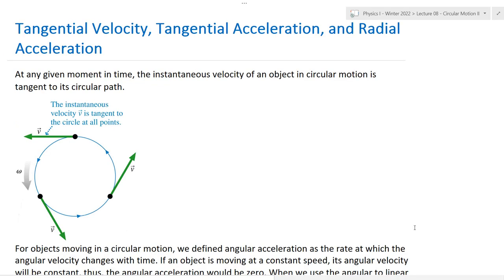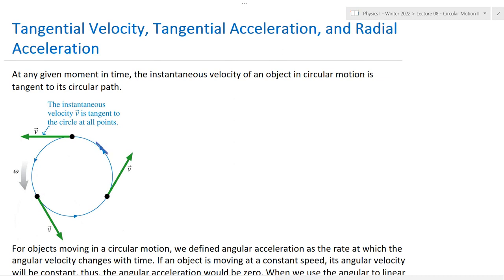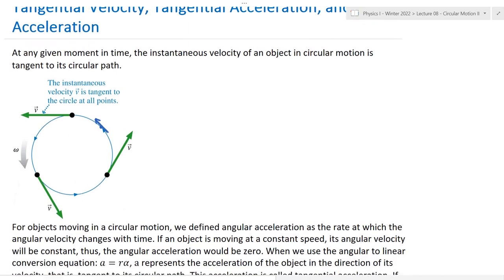Alright, so we're going to start by talking about the difference between tangential velocity, tangential acceleration, and radial acceleration. At any given moment in time, the instantaneous velocity of an object in circular motion is tangent to its circular path. So no matter where the object is, say it's going around and around in circles, and at this moment it's right here traveling in a counterclockwise direction, then its velocity is pointing in this direction, tangent to its path.